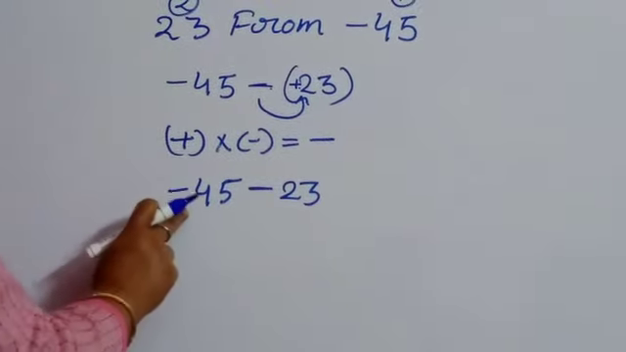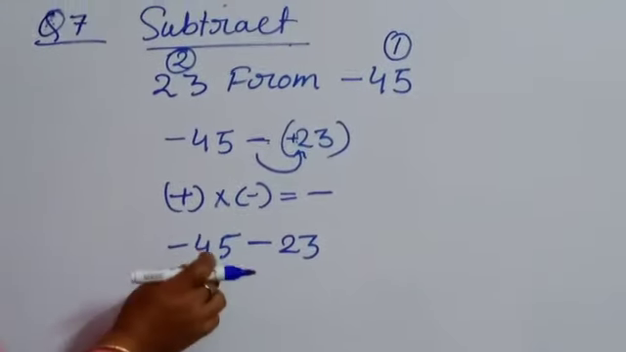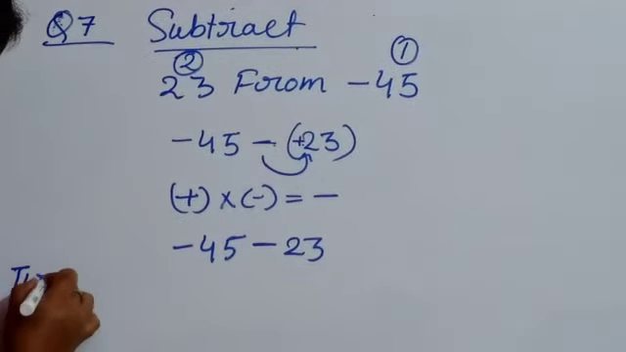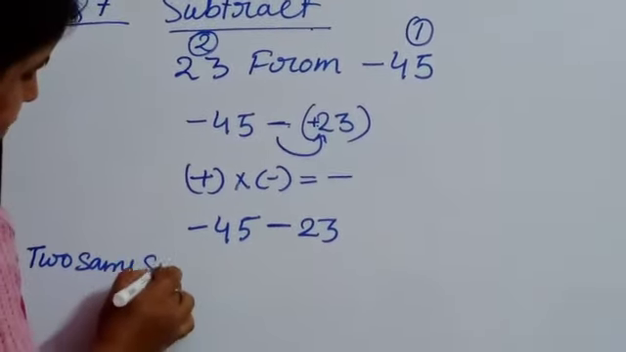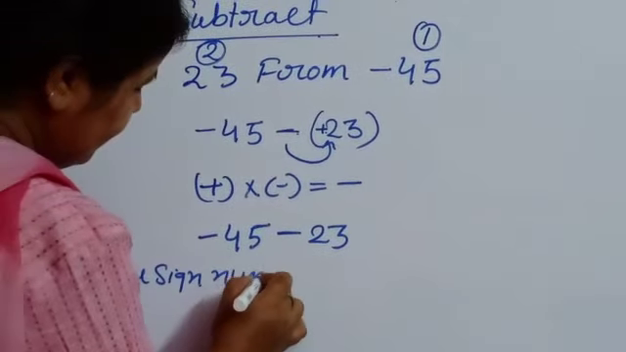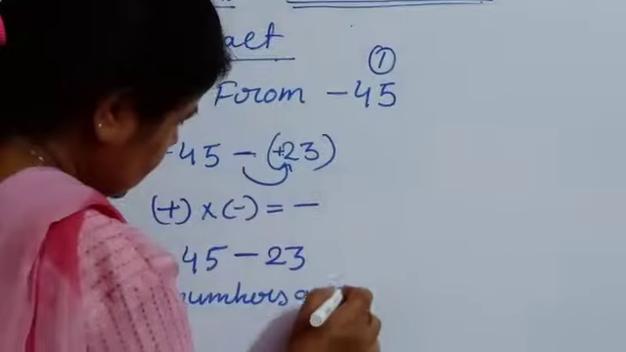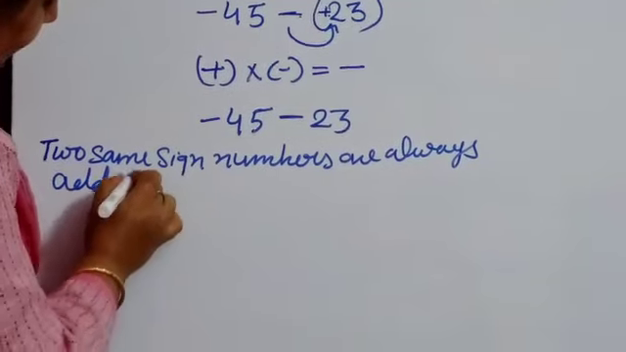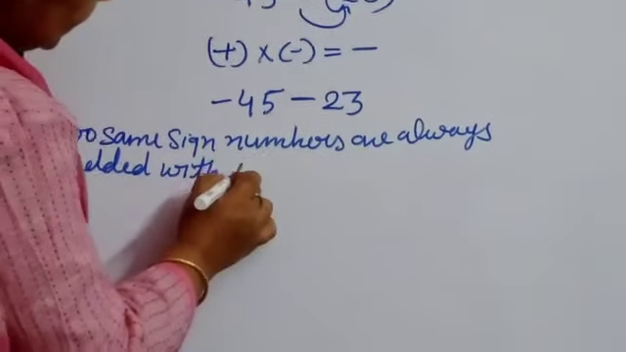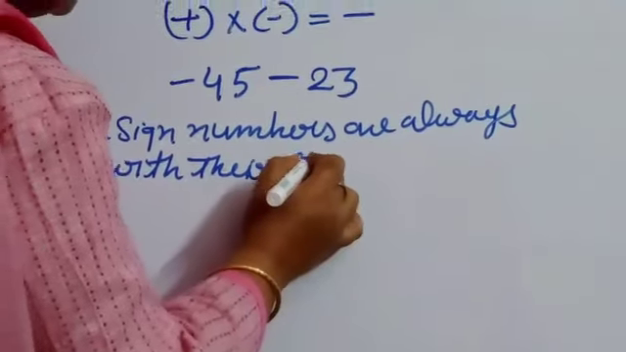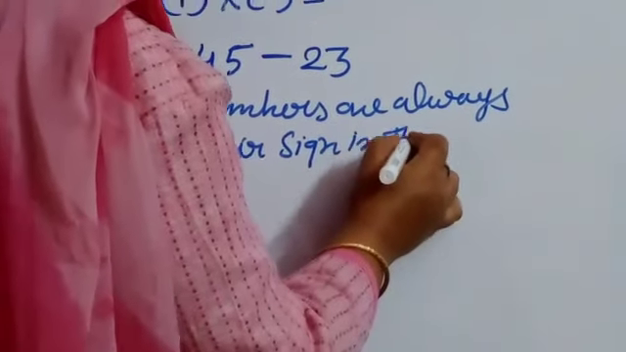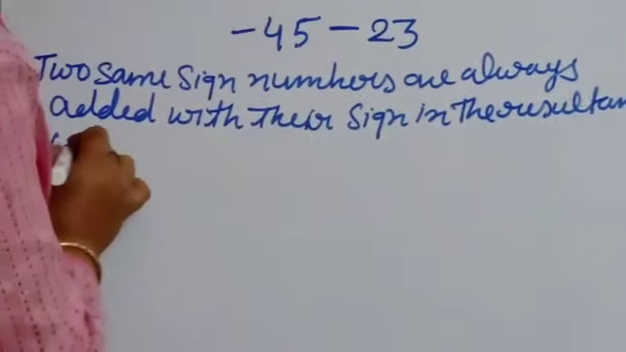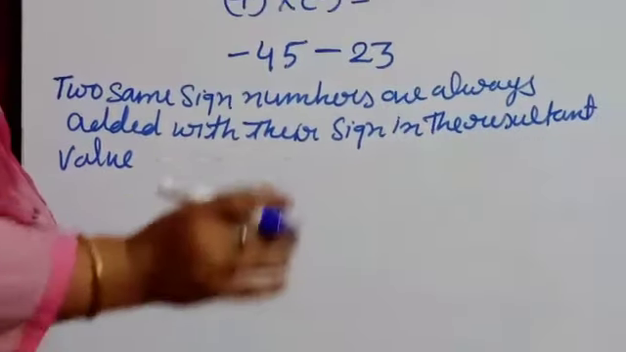Okay. Now the addition and subtraction rule of integers will be applied. Both the numbers having the same sign, what will you write? Two same sign numbers are always added with their sign in the resultant value.